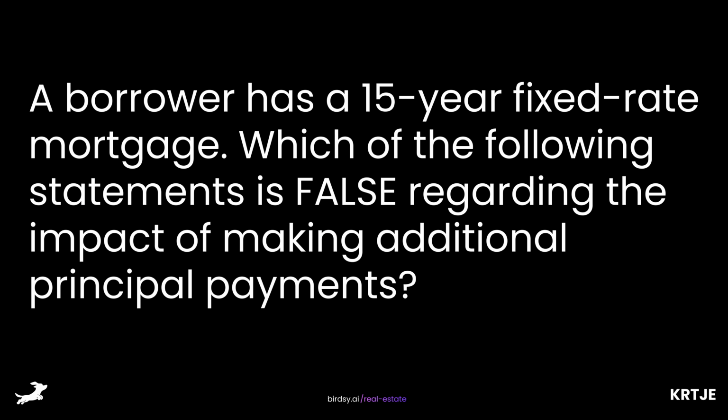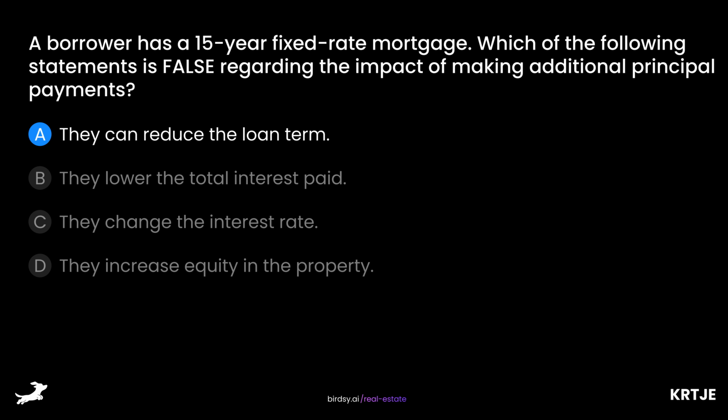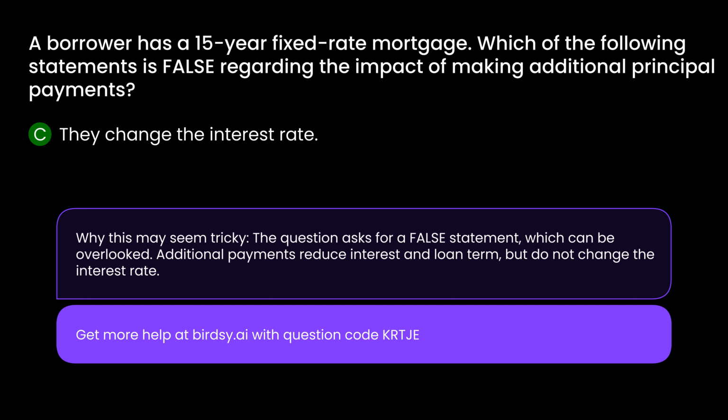A borrower has a 15-year fixed-rate mortgage. Which of the following statements is false regarding the impact of making additional principal payments? Is it A, they can reduce the loan term, B, they lower the total interest paid, C, they change the interest rate, or D, they increase equity in the property? The answer is C, they change the interest rate. Why this may seem tricky. The question asks for a false statement, which can be overlooked. Additional payments reduce interest and loan term, but do not change the interest rate.